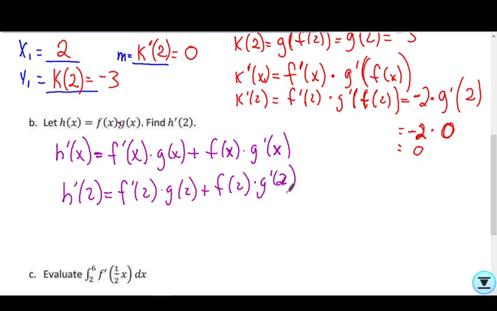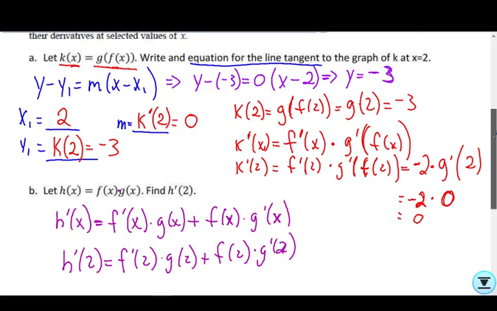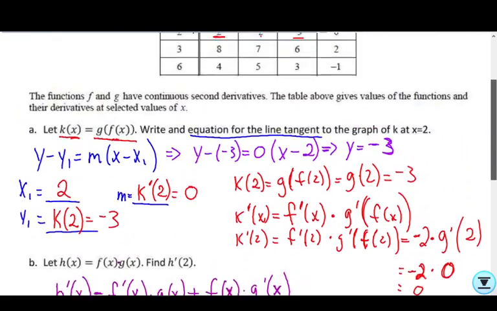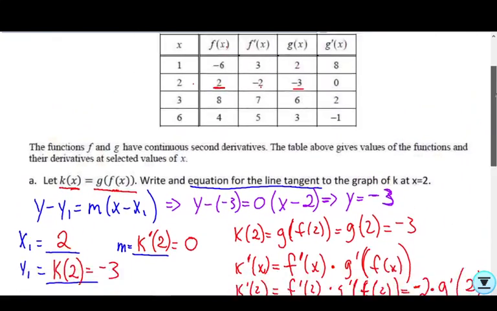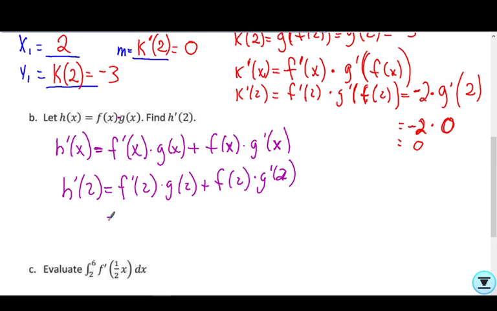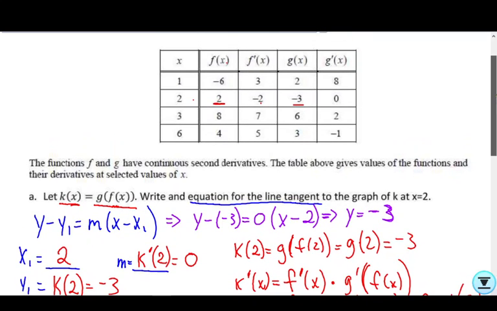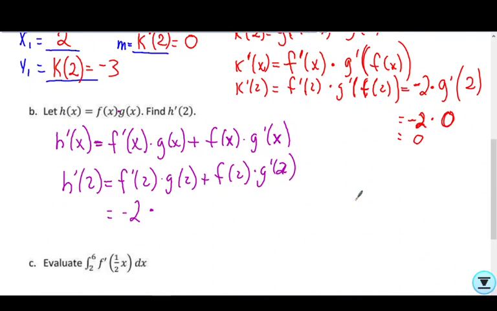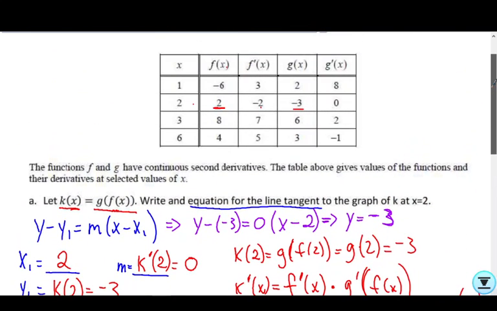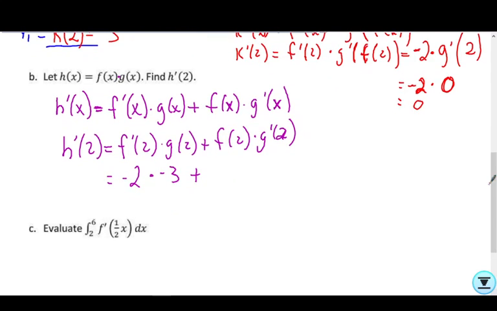And then we just go back up to our chart and we look at it. Okay? So what's f prime at 2? f prime at 2 is -2. So this is -2 times g at 2. Go over here, g at 2 is -3. So it's -2 times -3, plus f at 2. And we come back up here, f at 2 is 2. So this is plus 2 times g prime at 2, which is 0.